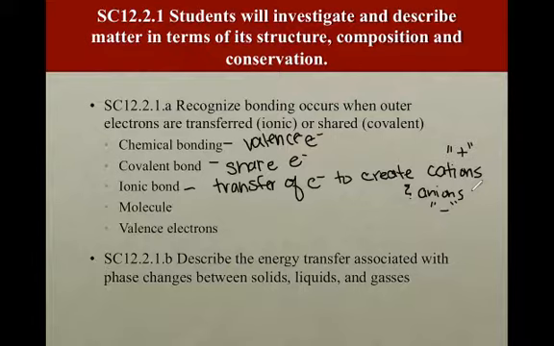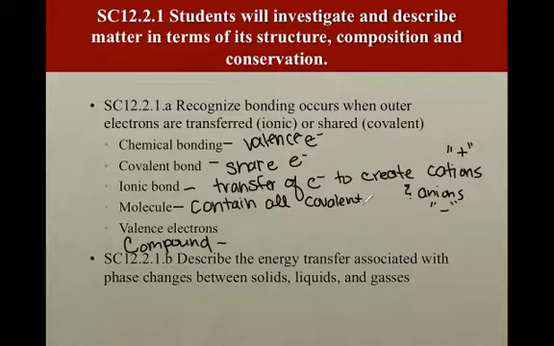Okay, molecule. What's the difference between molecule and, I'm going to add, compound, because those are the two that you know the difference between. A molecule contains all covalent bonds, like sugar, water, oxygen gas, hydrogen gas. Those are all covalent bonding, and they are molecules. Compounds can be covalent or ionic.